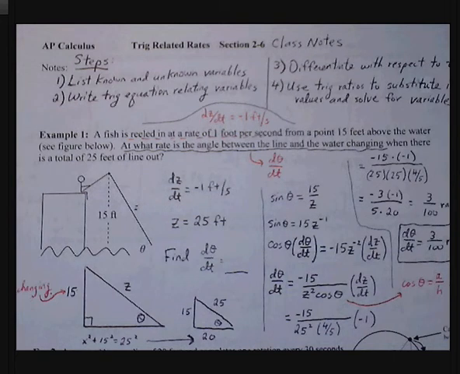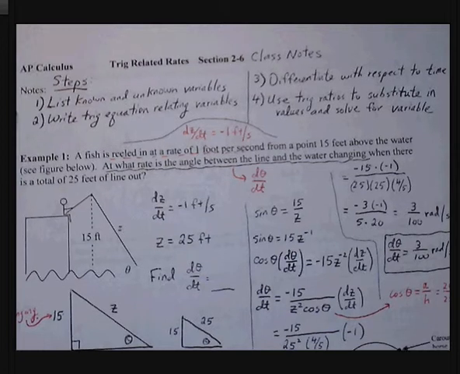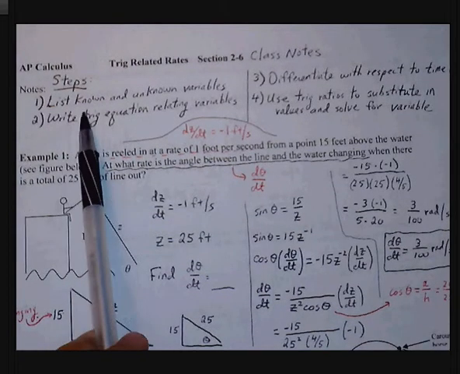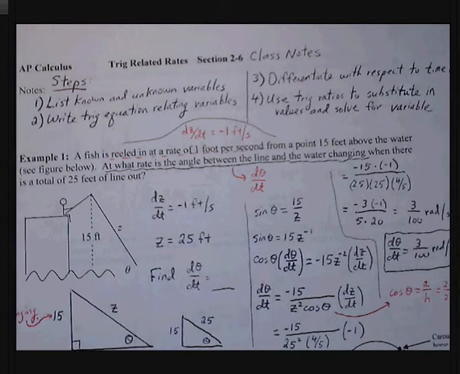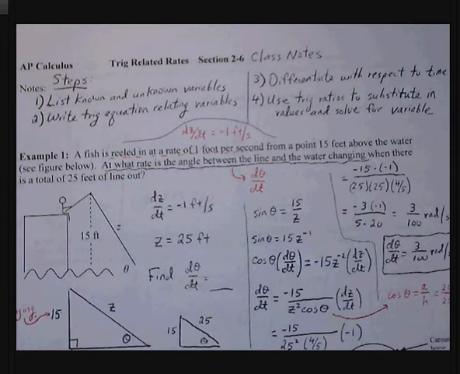I'm going to walk through notes for trig-related rates, section 2.6. First, let's go through the steps that we're going to take for trig-related rates. First, we want to list known and unknown variables given in a problem. So we want to assign values to variables that we're going to solve for, or variables where we know the values and we're going to use that to help us solve our problem.